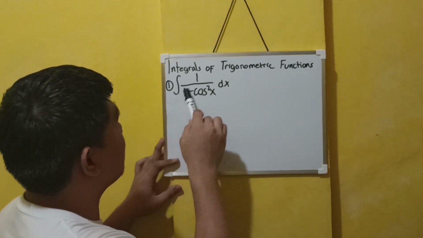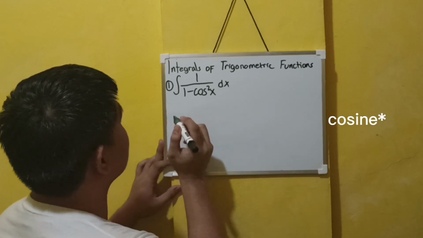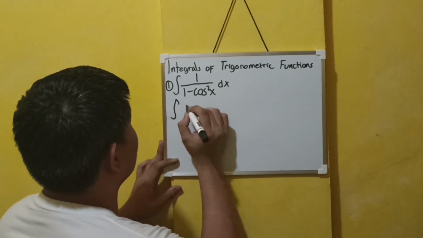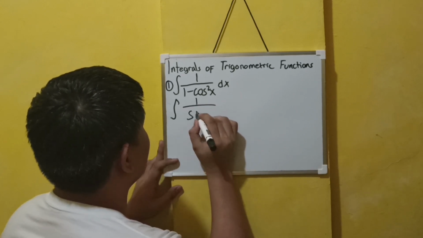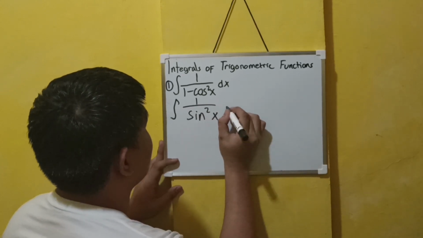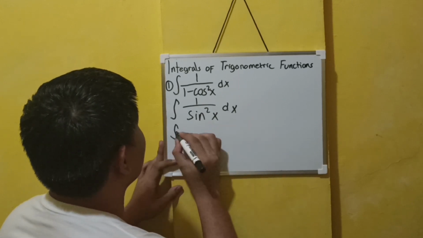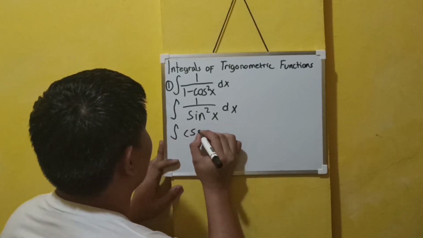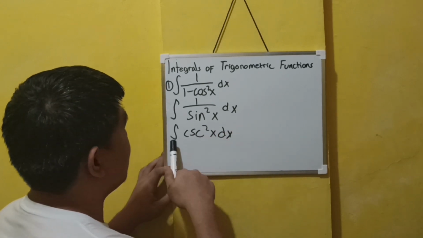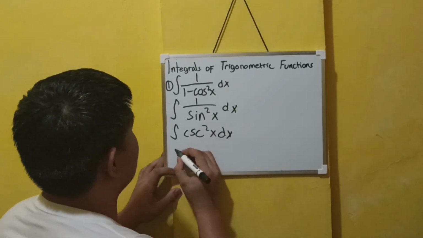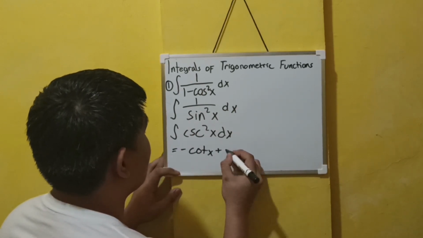Number 1, we have here the integral of 1 over 1 minus cosecant squared x dx. First, let's simplify the identity in the denominator. This will give us 1 over sine squared x dx. 1 over sine x is cosecant x, so we'll have the integral of cosecant squared x dx. According to the trigonometric integrals, the final answer is negative cotangent x plus c.